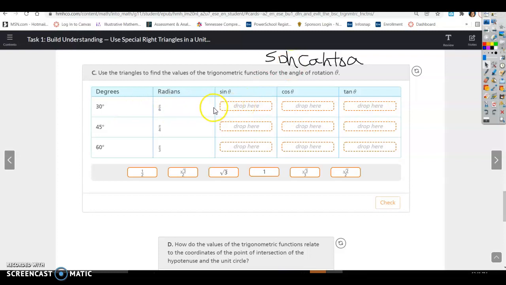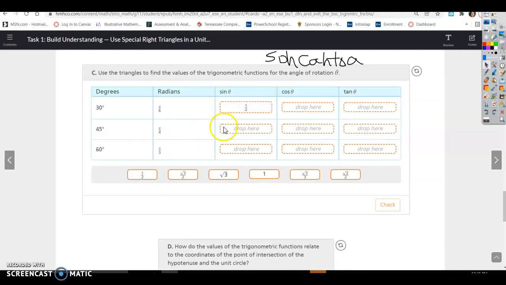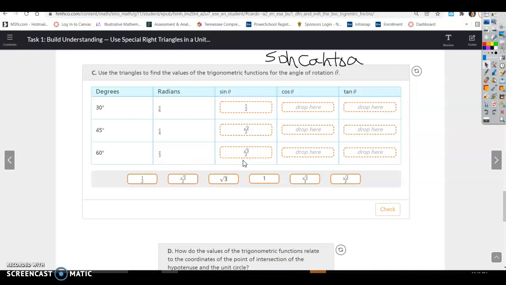So if we look at our 30-degree triangle, we're going to have opposite of 1/2 over 1. 1/2 over 1 is just 1/2. Our 45 degrees, opposite over hypotenuse, is going to be square root of 2 over 2 divided by 1. Anything divided by 1 is just that number. And our 60-degree triangle, the opposite over hypotenuse is going to be square root of 3 over 2 divided by 1, which is just square root of 3 over 2.